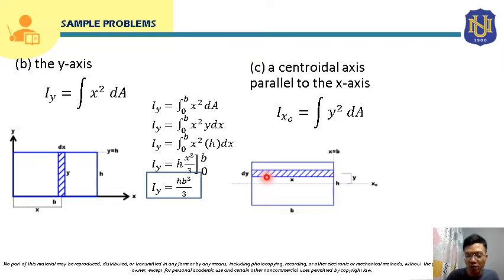If you are going to construct here a rectangular strip, so this is our rectangular strip, we will name the longer side as x and the shorter side as dy. The centroid of this rectangular strip will be somewhere here.